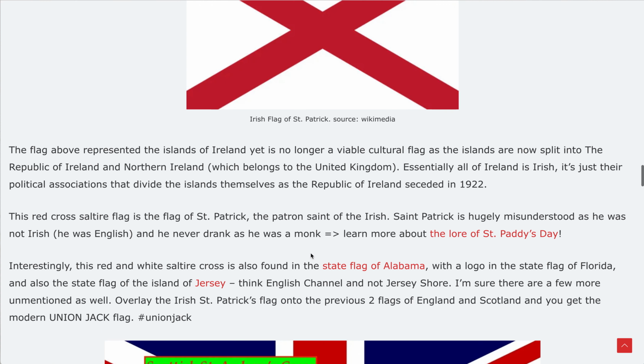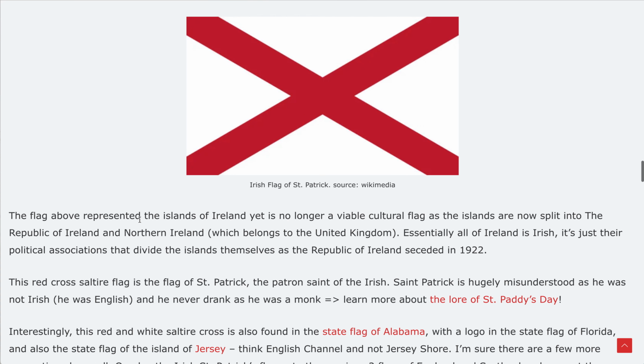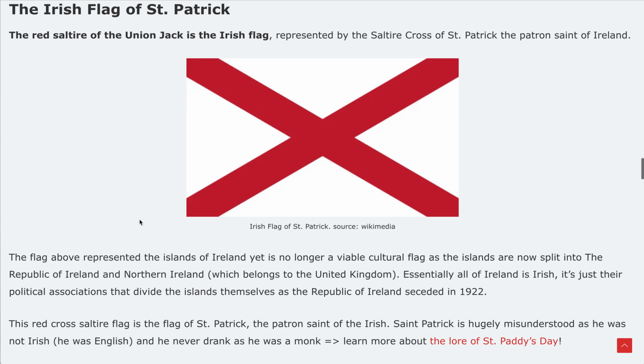Okay, so this red cross, this saltire flag, is also a part of the lore of St. Paddy's Day. And it's funny that St. Patrick was not English, nor was he a monk. So you can learn about more of that lore in the article I wrote here on familyhistoryfoundation.com. And this cross you see in a few different flags across the world.